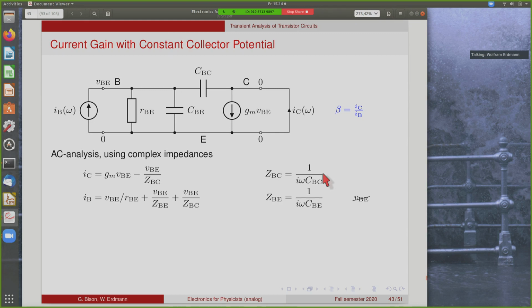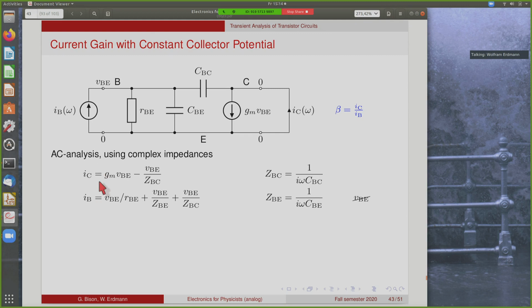Okay, the same thing on the other side for the base current. The base current divides up into the current through this resistor, so it's VBE over RBE, and then the current through the base emitter capacitance, so it's VBE over the complex impedance of this one, which is again simply 1 over i omega CBE. And the third term is, of course, the current through this capacitance, which is the same as before with the opposite sign, so VBE over ZBC.